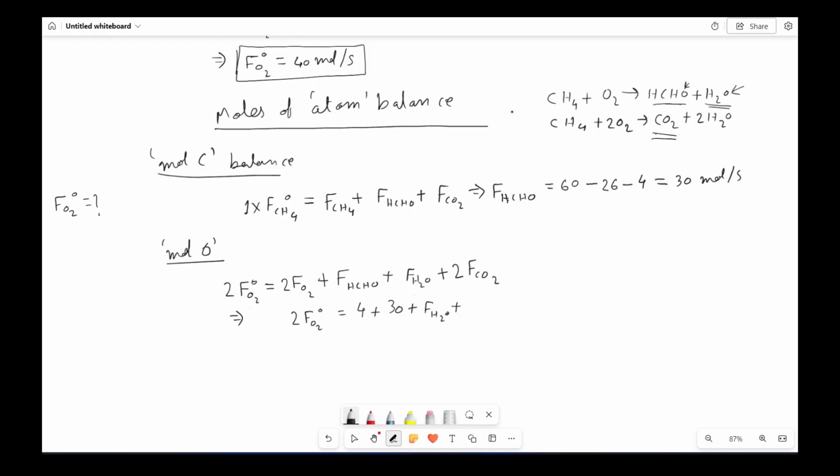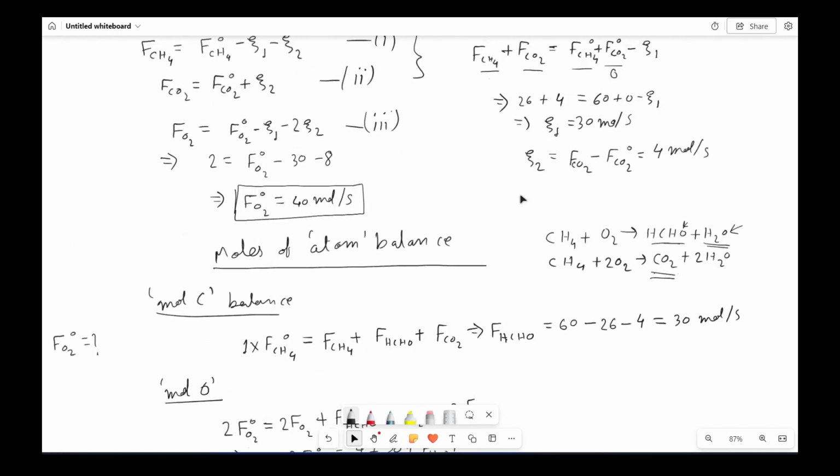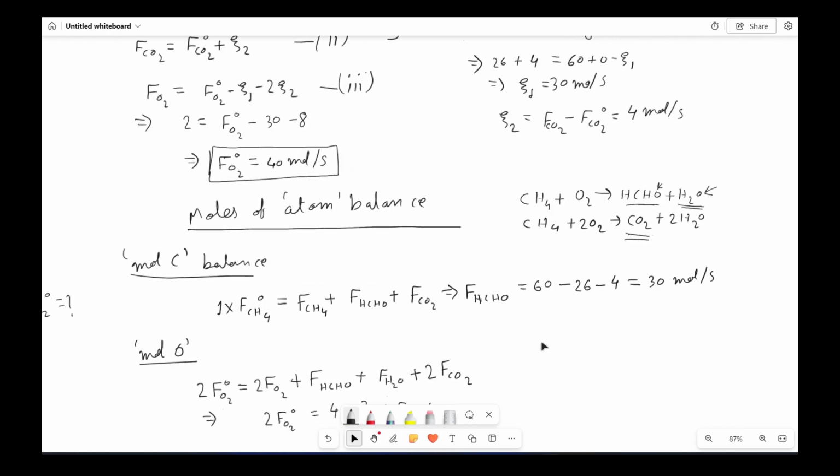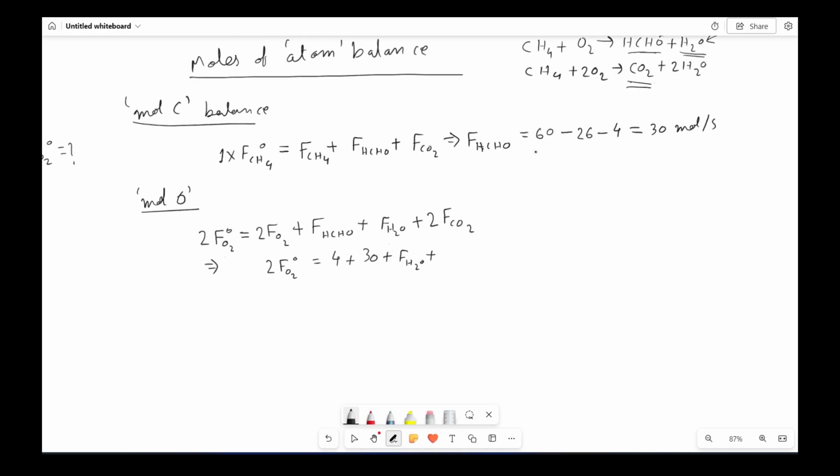That's 2 into CO2. 2 into CO2 coming out of the system is 4 moles per second. So 2 into 4, 8. Right? 8. So this is another expression where H2O and O2 are unknown.